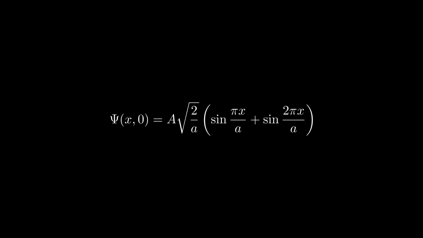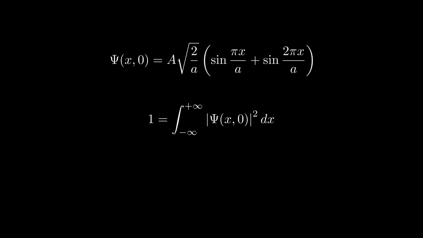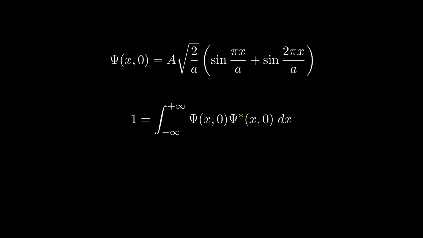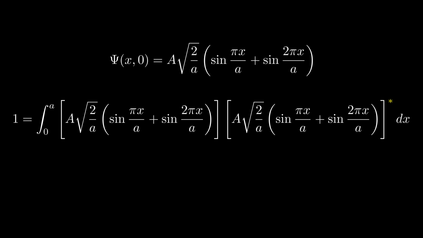At this point, our goal is to normalize the wave function by determining the value of the constant A. Normalization ensures that the total probability of locating the particle anywhere within the well is equal to 1. Mathematically, this requirement is expressed as follows. We start by recognizing that the square of psi is simply the product of psi with its complex conjugate. Next, we substitute the initial wave function from the previous step into this integral. Since the wave function at time equals 0 is real, its conjugate is identical to itself.